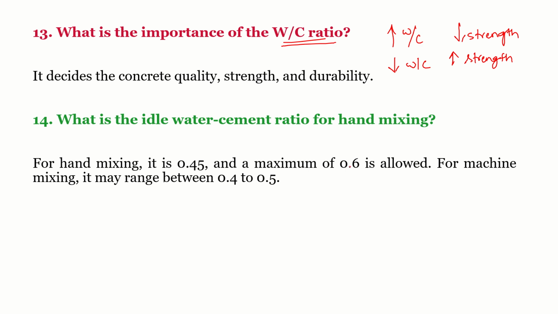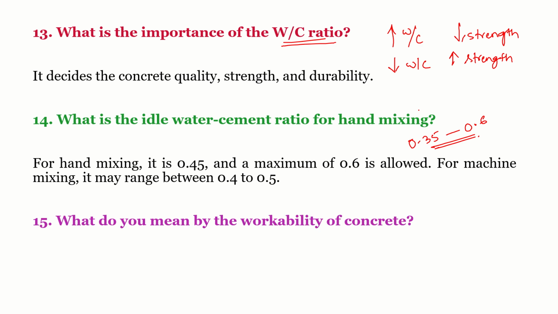But generally, we take water cement ratios between 0.35 to 0.6. This is the range which you are free to select. But especially for hand mixing, you can take around 0.45. If you're doing machine mixing, you can go up to 0.5, 0.6. This all depends upon whether you are using any superplasticizer or only simple water.